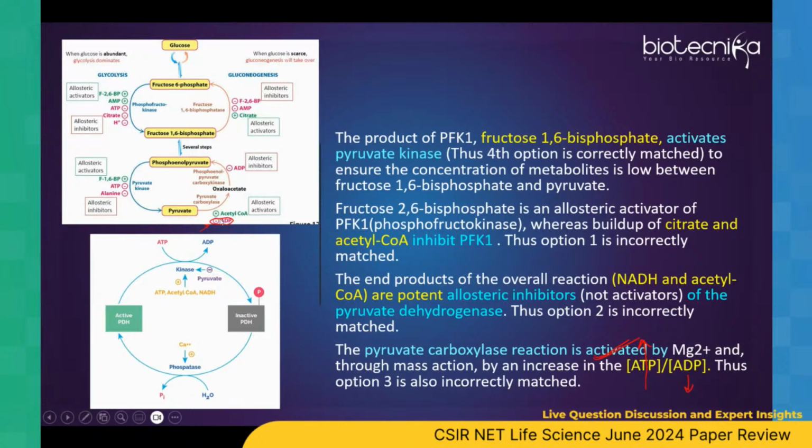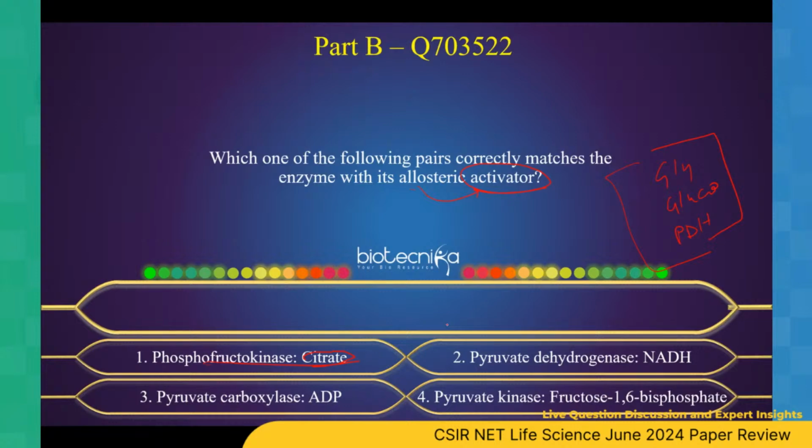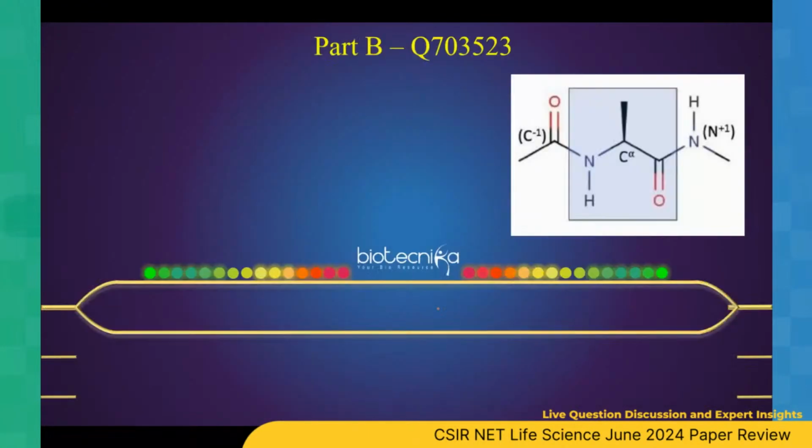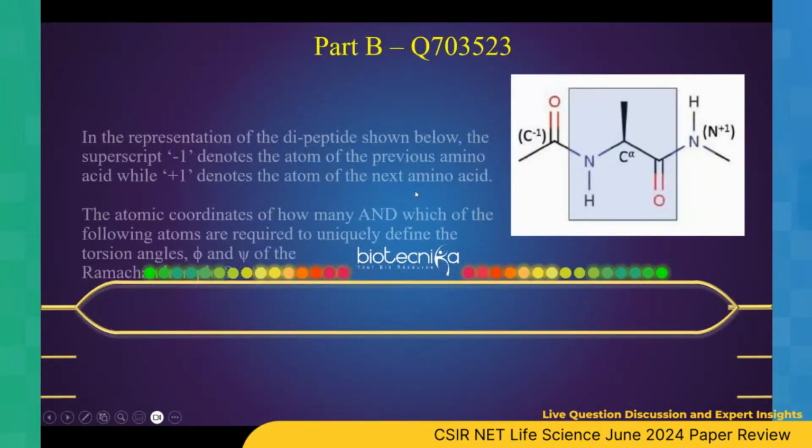So in that case, it will be activated. So that's why even option 3 is not correctly matched. Okay. All right. So moving on to the next question. This is regarding again Ramachandran plot.